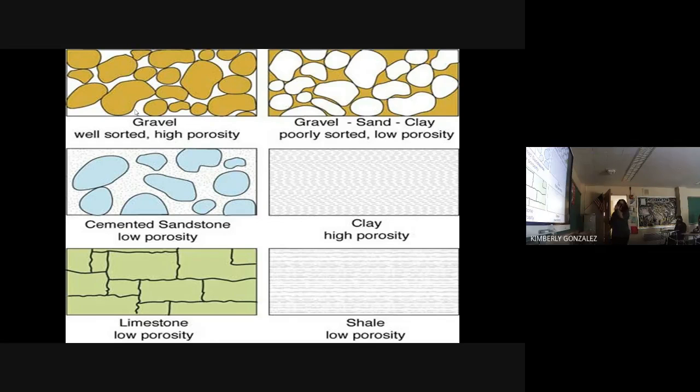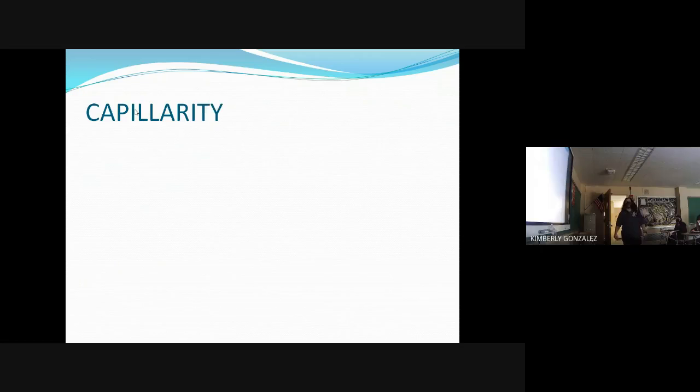Even though this has a low porosity, the holes are very tiny, it doesn't mean that water will not go through. Water will still go through both of them, just one will go through faster than the other. You get that? Okay, so they're all pretty much permeable.